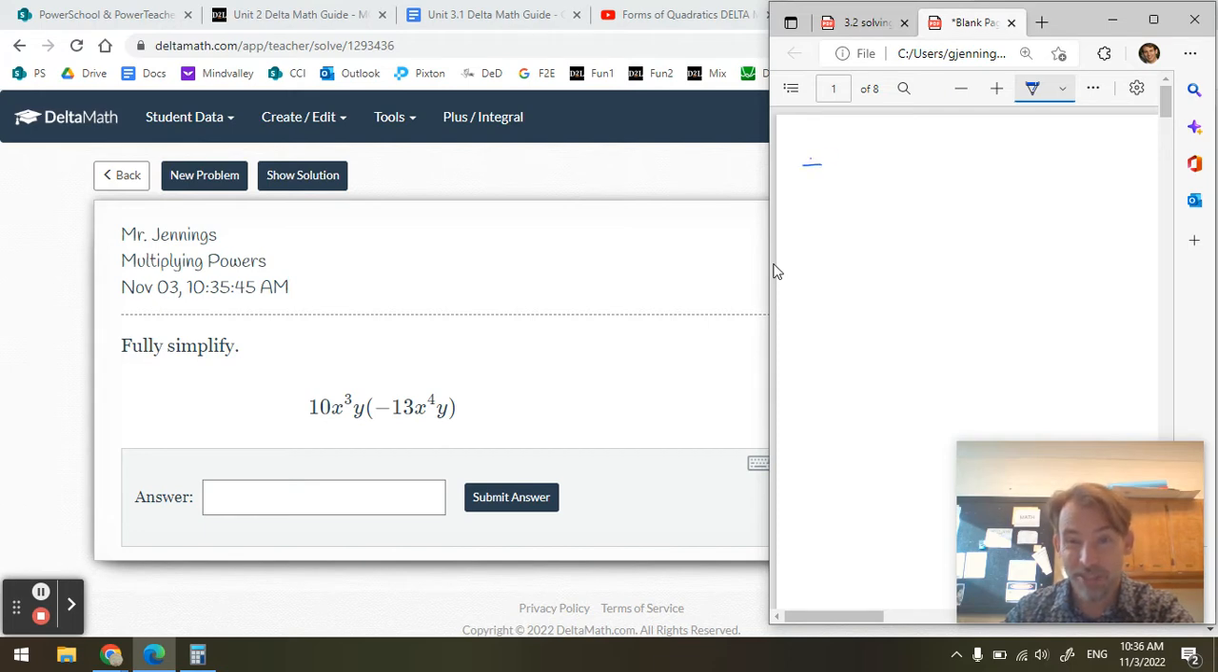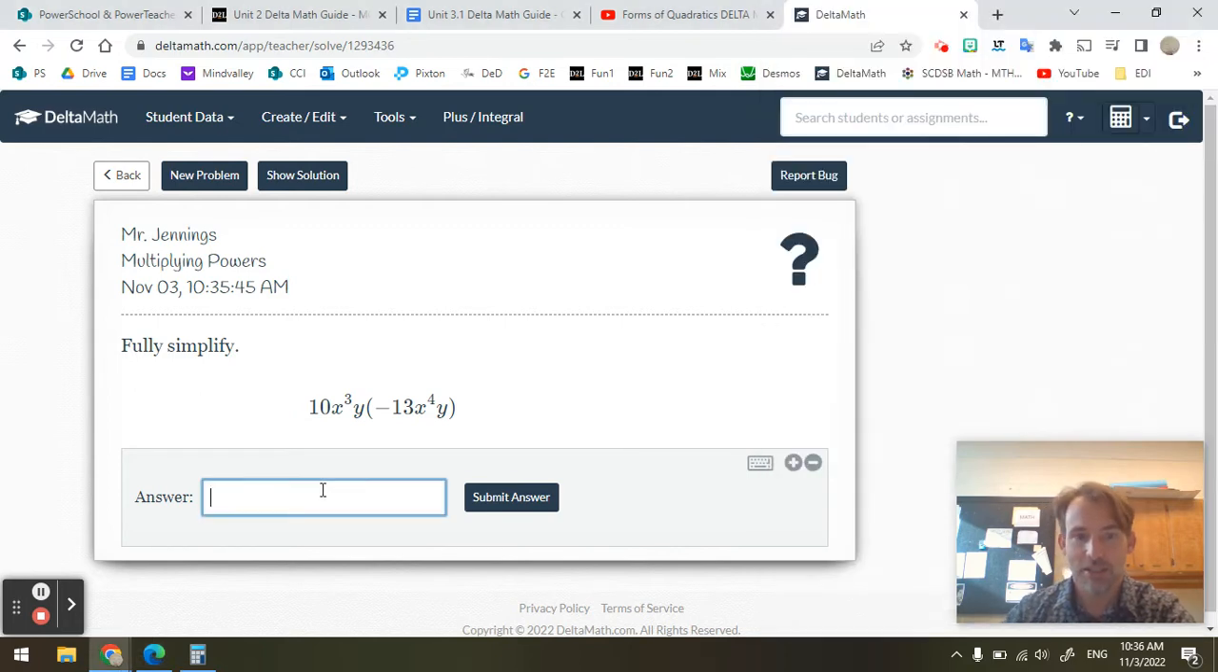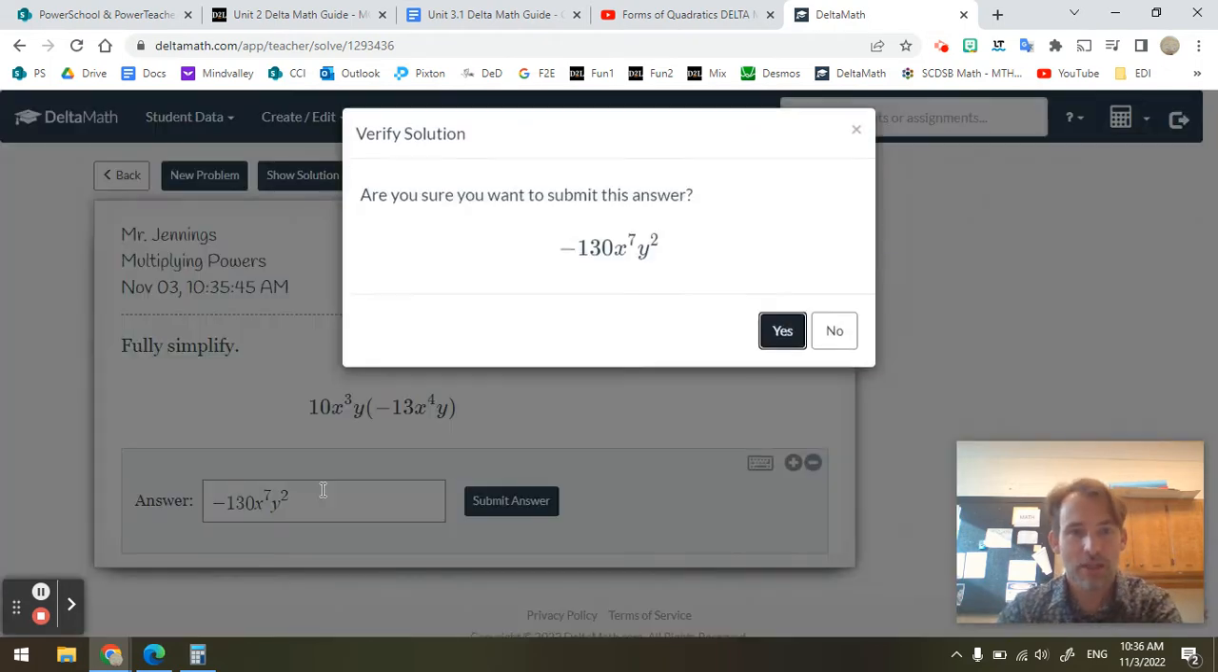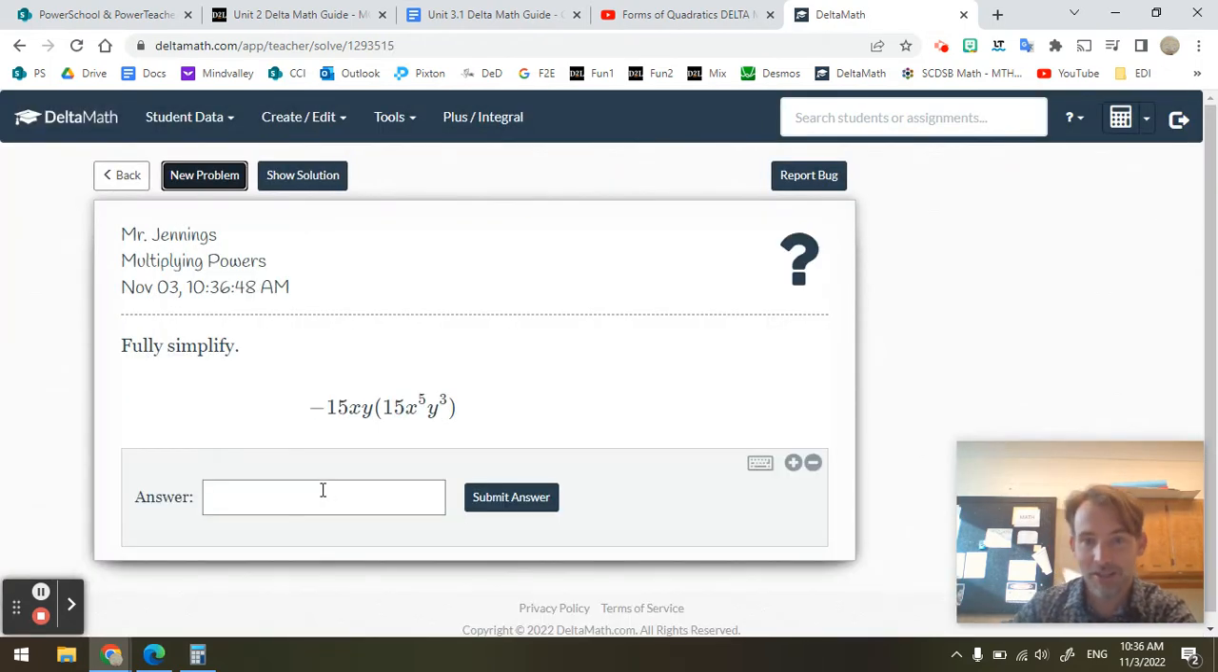Well, 10 times negative 13 is negative 130. X cubed multiplied by x to the 4 is x to the 3 plus 4. And y times y is y squared, or y to the 1 plus 1. So that's equal to negative 130 x to the 7, y to the 2. Okay, enter. Hooray, let's look at another.